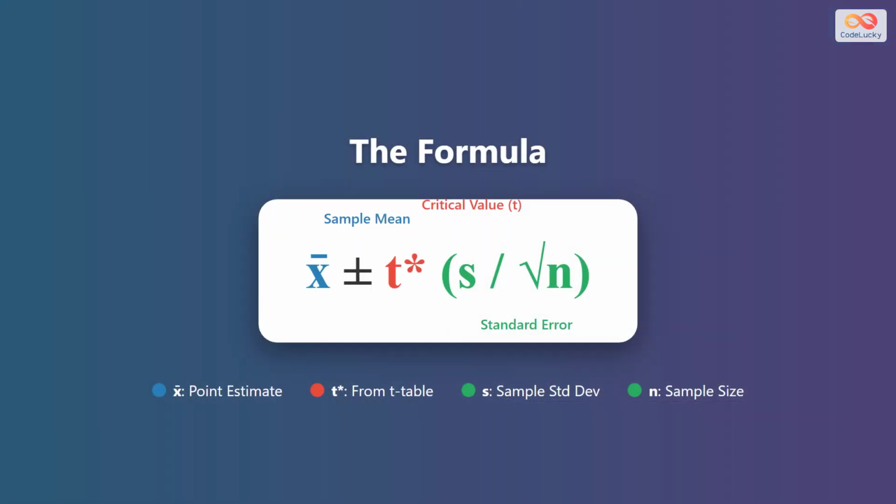This leads us to the formula for a one-sample t-interval. It is x bar plus or minus t star times s divided by the square root of n. X bar is our center, t star is our critical value based on the confidence level, and s divided by the square root of n is our standard error.